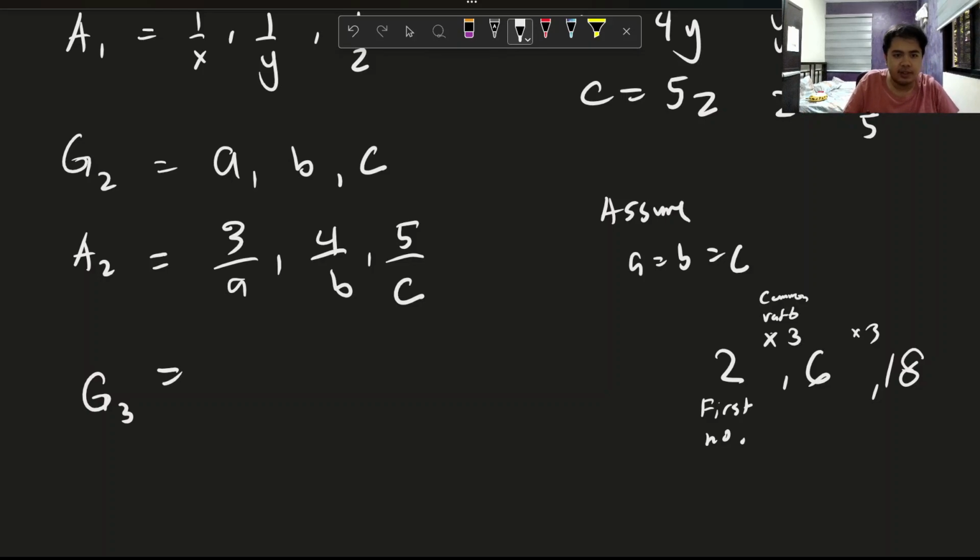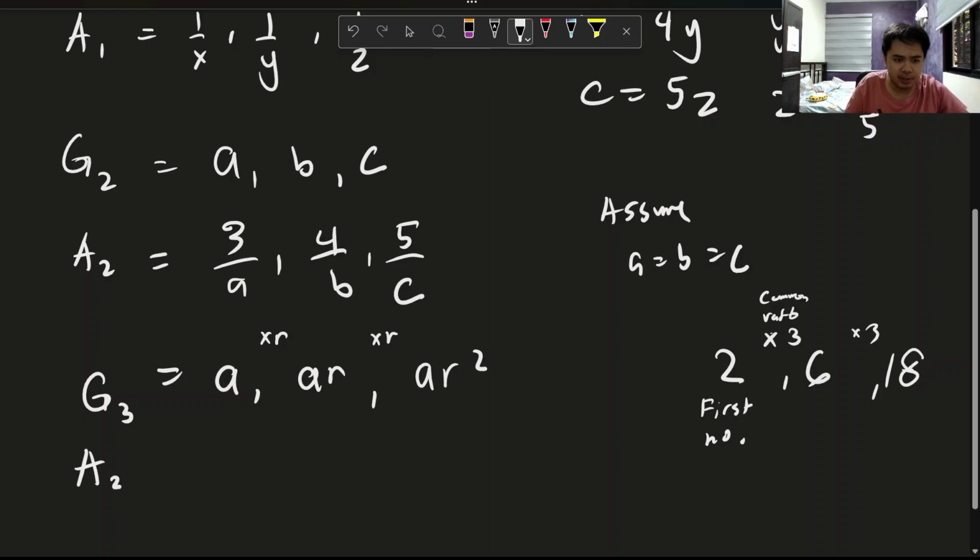Let's apply that here. Let's set A as the first number. Then we have to multiply that by a common ratio. We don't know what the common ratio is yet, but we do know that it is a common ratio. So let's denote it as R. So A times R is going to be AR, and AR times R is going to be AR squared.